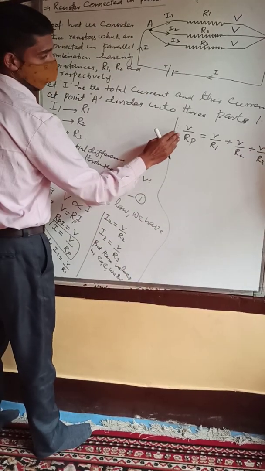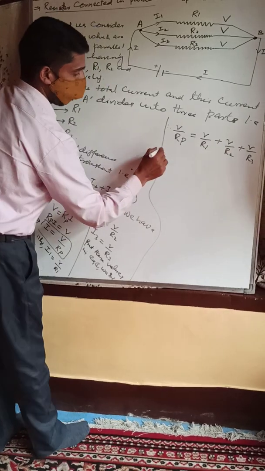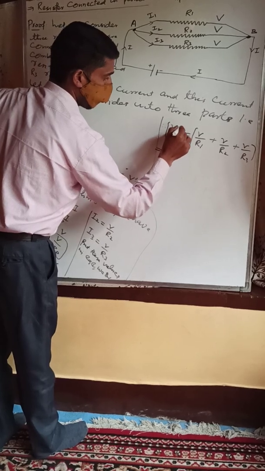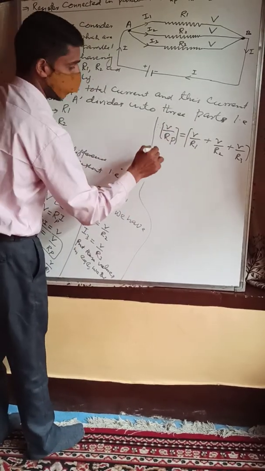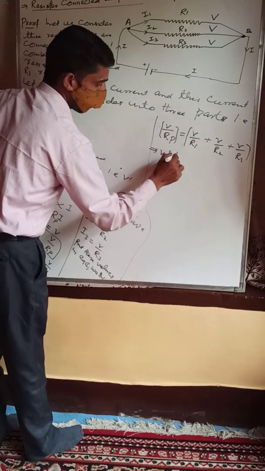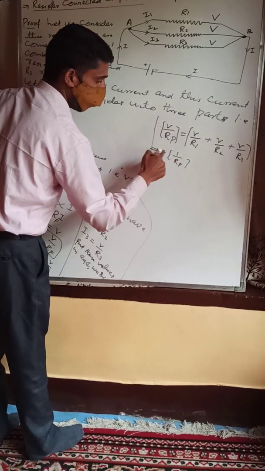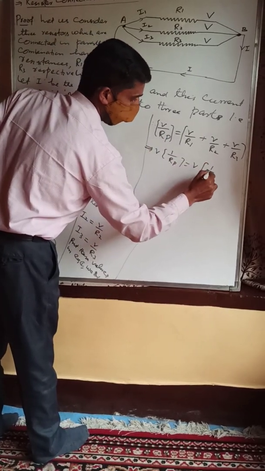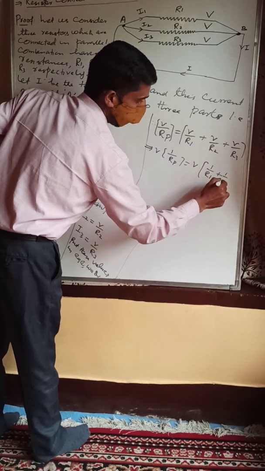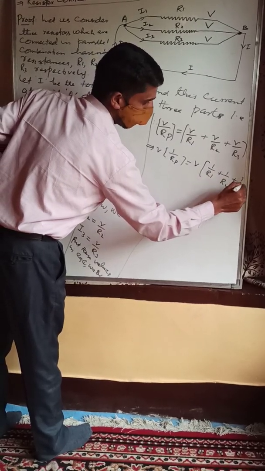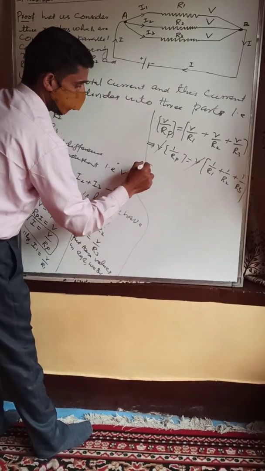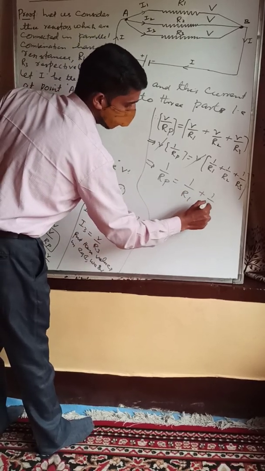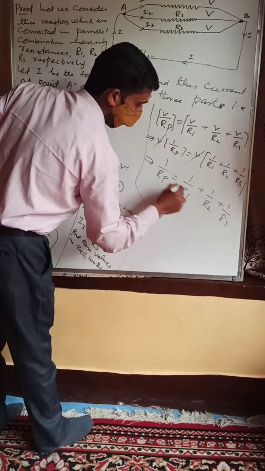Now checking this side and this side, V is common everywhere, so we will take it out and put the rest in a bracket. Bracket means we want to take something common. That is V. What is here? Nothing, that is 1 by Rp, because V into 1 is V. Similarly, we take V outside, there remains 1 by R1 plus 1 by R2 plus 1 by R3. V cancels, and there comes out 1 by Rp is equal to 1 by R1 plus 1 by R2 plus 1 by R3.